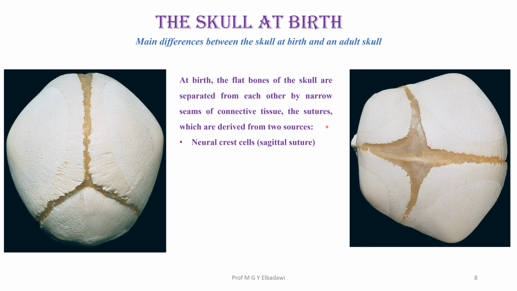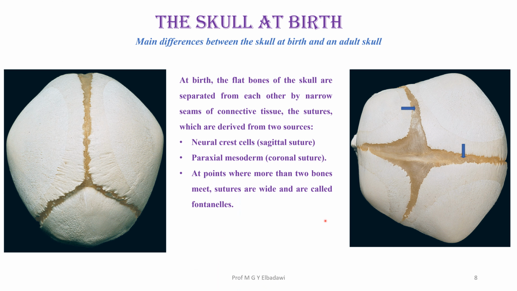Neural crest cells, that is the sagittal suture, this one. The paraxial mesoderm, which will form the coronal suture, that is the coronal suture here, from that end to that end. At a point where more than two bones meet, sutures are wide, and these are called fontanelles. That is the anterior fontanelle, where those sutures are away from each other, and this is because of the way of ossification of the flat bones.